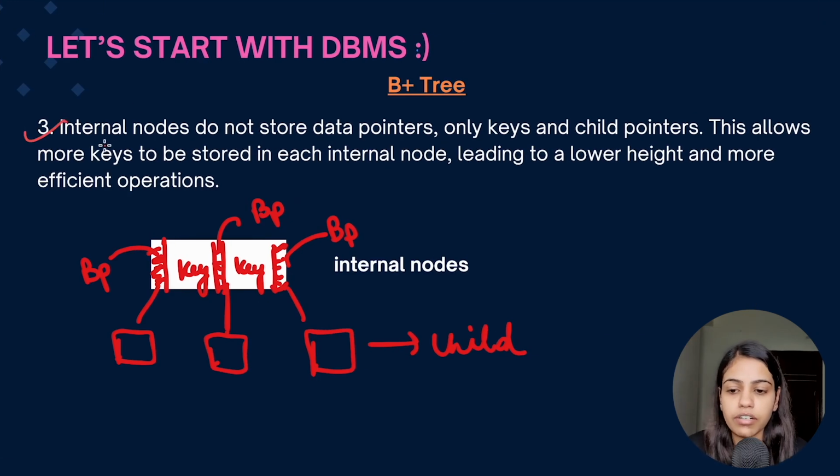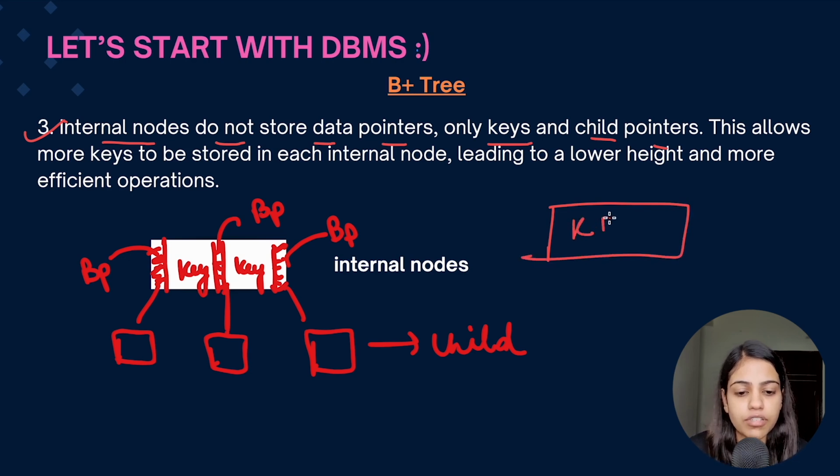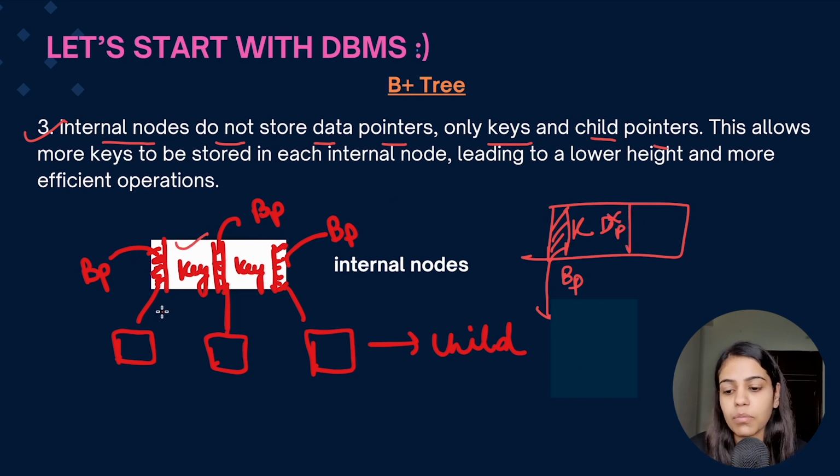Now coming to the internal node. Internal nodes do not store data pointers, only keys and the child pointers. So in the B tree what used to happen was there was a key, there was a data pointer, and then there was a block pointer. But here in the internal node there is only the key, there is no data pointer, and there are some block pointers which point to the child nodes. So this is how the internal node is designed in B plus tree.